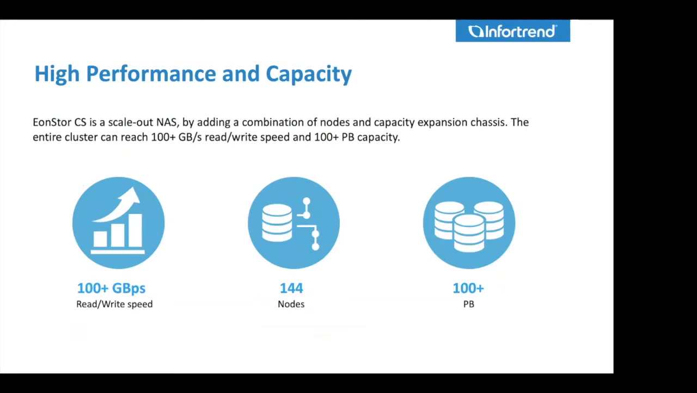In terms of performance and capacity, like any other scale-out system, the CS series scales into the hundreds of gigabytes a second of read and write. We can go to a maximum of 144 nodes at the moment, and that would put us in the 100+ petabyte category. One of the nice things you'll see for the CS is that you can start small and grow quite large indeed. So, as you would expect from such a system.